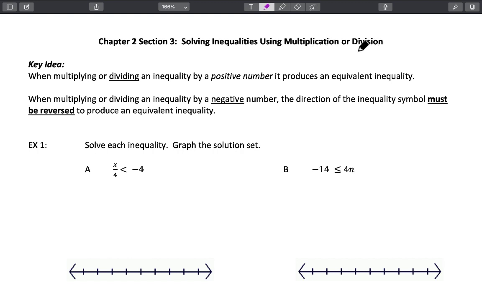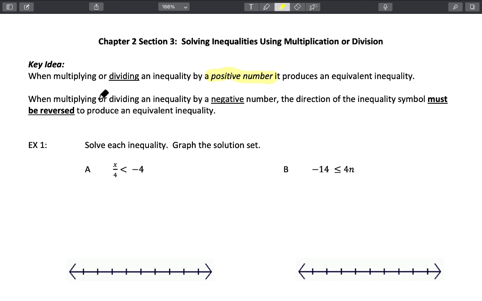In the last video, we focused on solving inequalities using addition and subtraction, and we found that we can create equivalent inequalities by adding or subtracting the same amount to both sides of the inequality sign. Well, today our key concept and key idea is that when multiplying or dividing an inequality by a positive number, this too will produce an equivalent inequality.